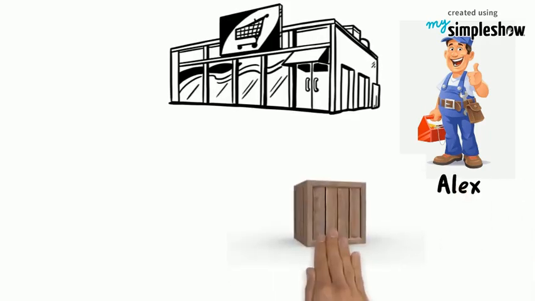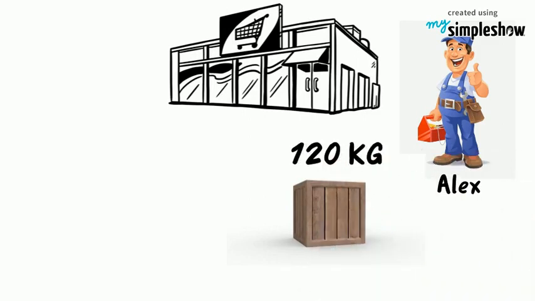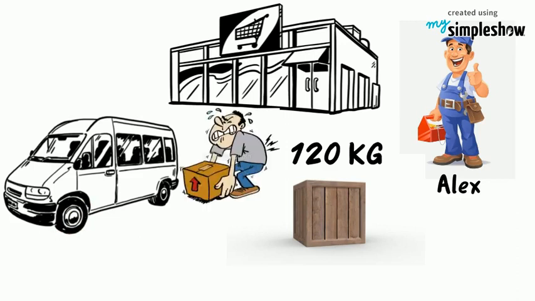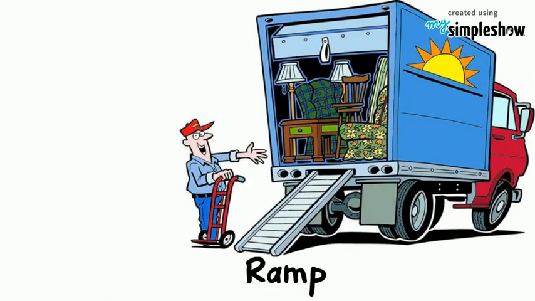Let's consider an example of Alex. Alex is a worker in a store. He has to lift a groceries box whose weight is almost 120 kilograms, and put the box in the van. He tried hard to lift the box, but he didn't make it. However, as soon as he uses a ramp, it becomes quite easy. He puts the box onto the ramp and moves it through the ramp into the van.